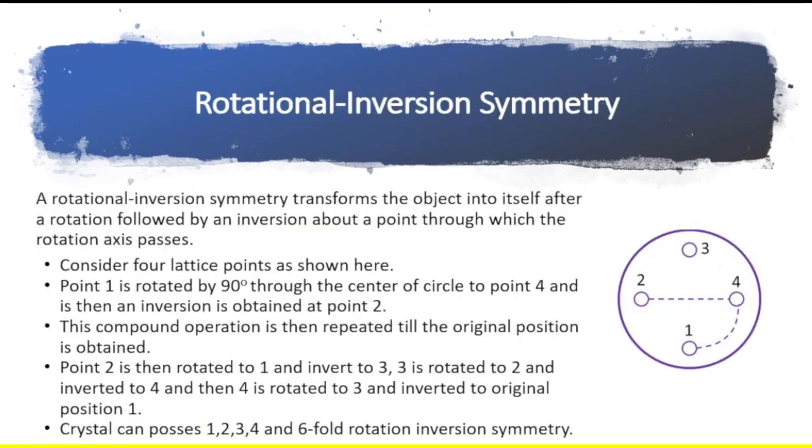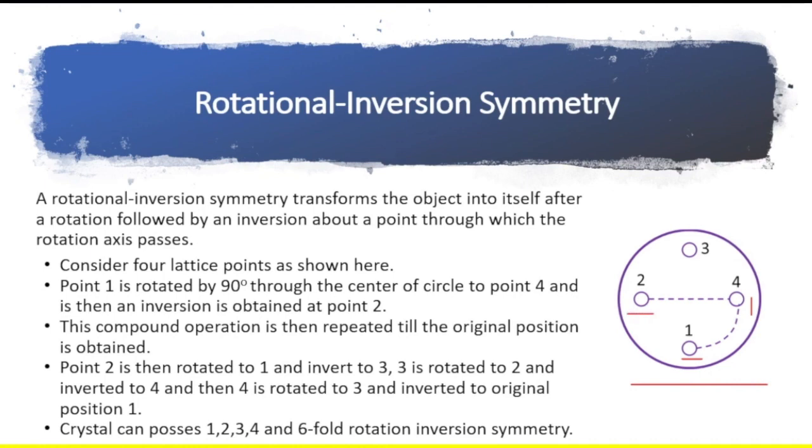There is another symmetry which is called rotation inversion symmetry. In the rotation inversion symmetry, the rotation and inversion both are performed together, and they are performed until the original position of the body is obtained. So here, for example, let's say there is a point, point 1, and it is rotated by 4 and then gets inverted and reaches point 2.